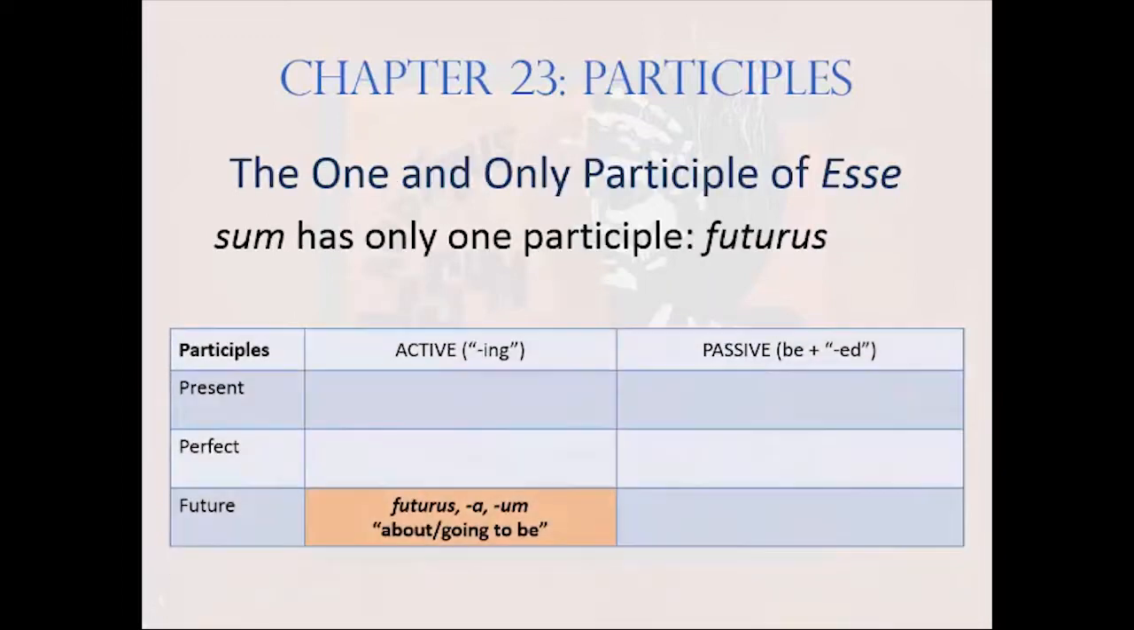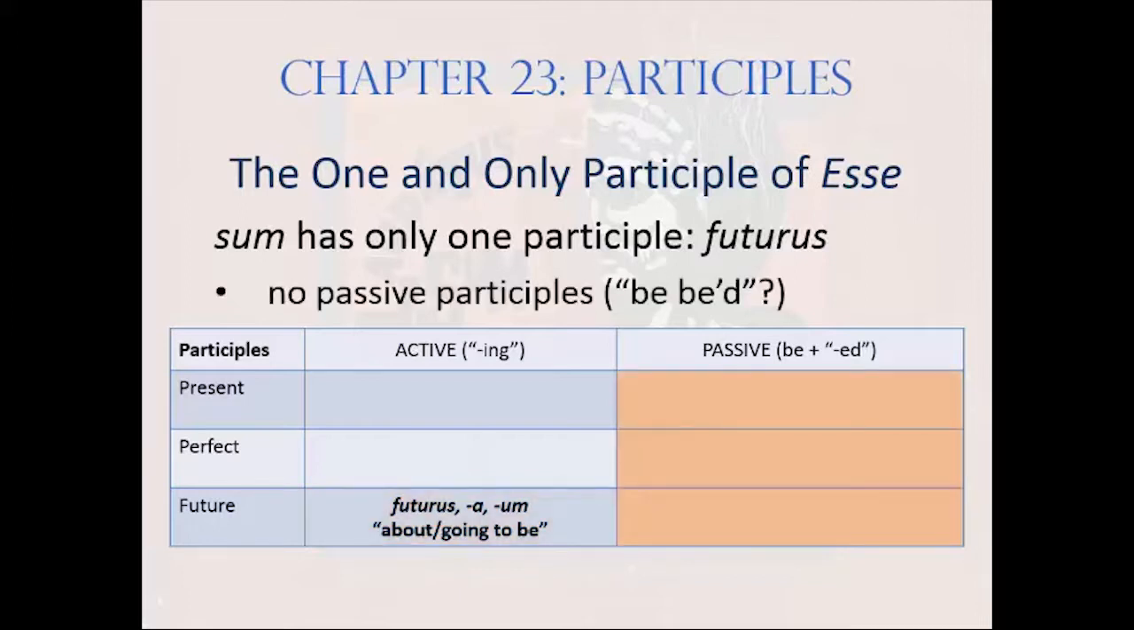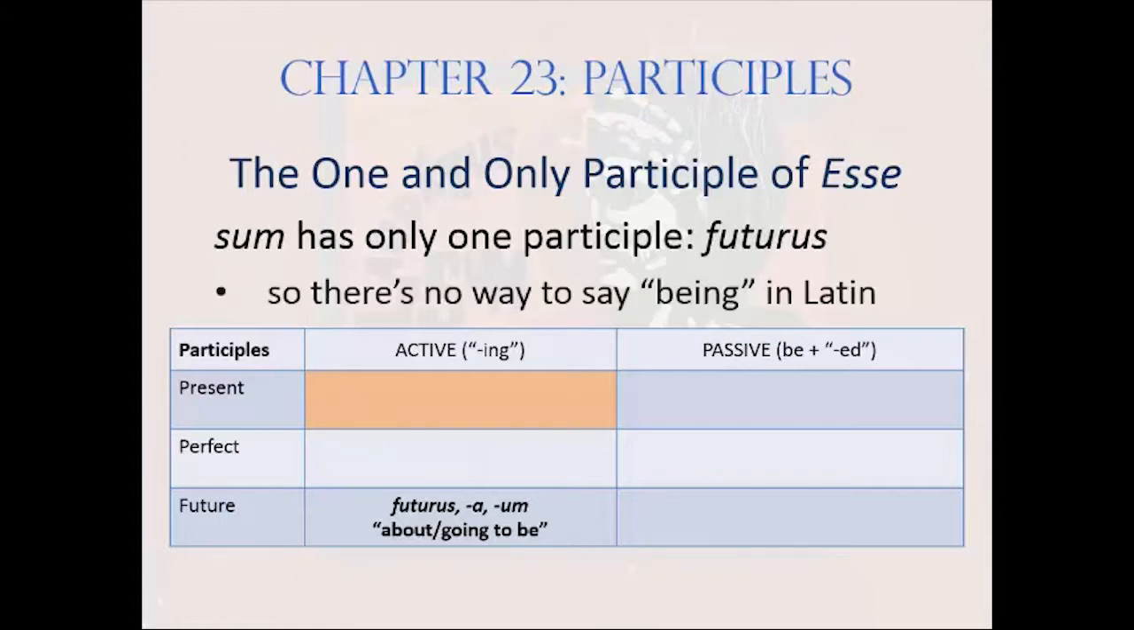Finally, the verb to be in Latin, sum, esse, has only one participle, the future active, futurus, a, probably one of the easiest forms to remember in Latin. Future, futurus. Naturally, sum has no passive forms, being beed, but quite unexpectedly, it also has no present active participle, the equivalent of English being. The lack of this basic participle forced Latin into some odd expressions, as we'll see later in the course.